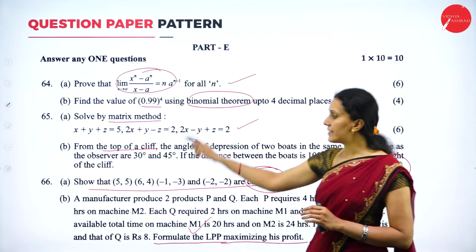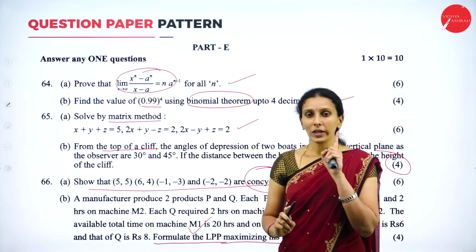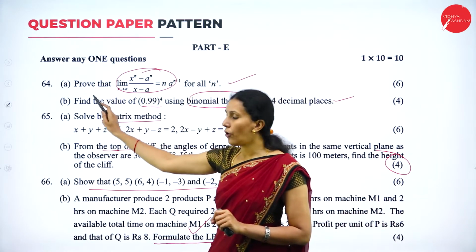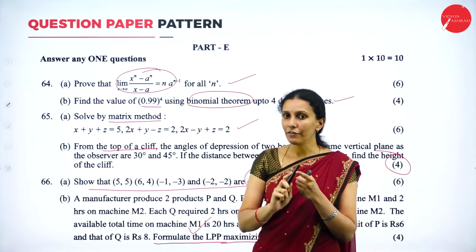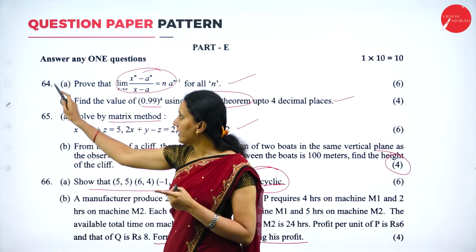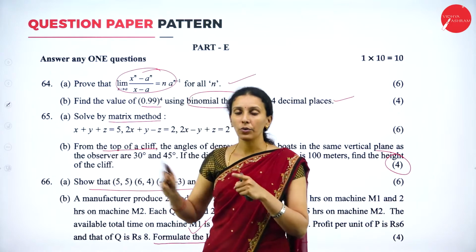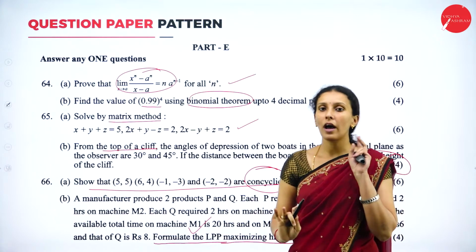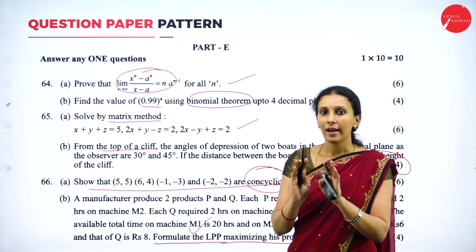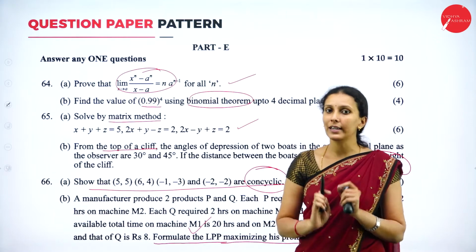So out of these 3, you need to attend only one question, either 64 or 65 or 66. Do not make confusion or do not write 64A, 65B. You don't have a chance like that. From 64, 65, 66, you have to choose only one question and attend the 2 sub-questions to get 10 marks.